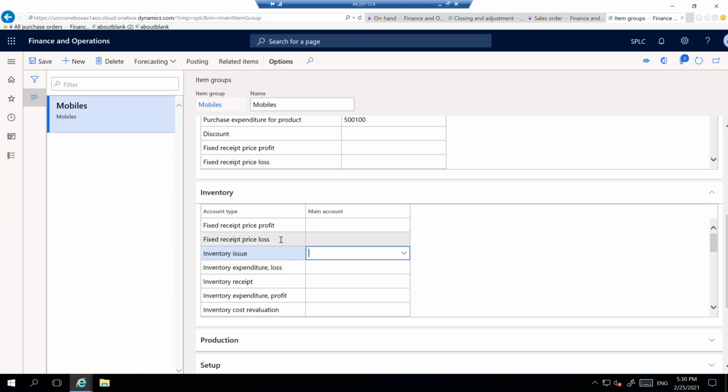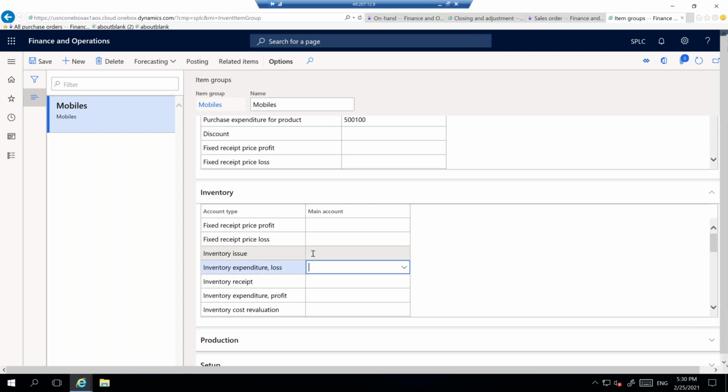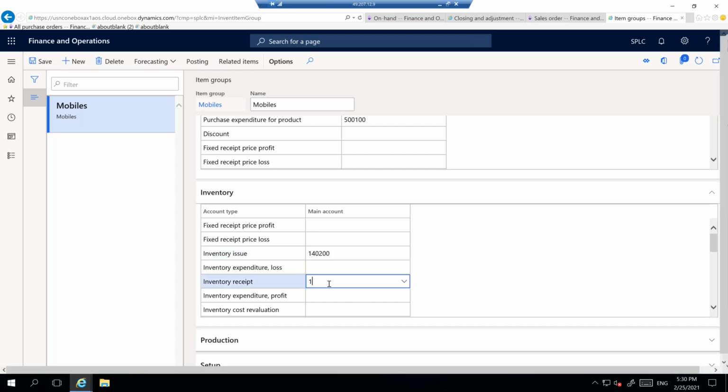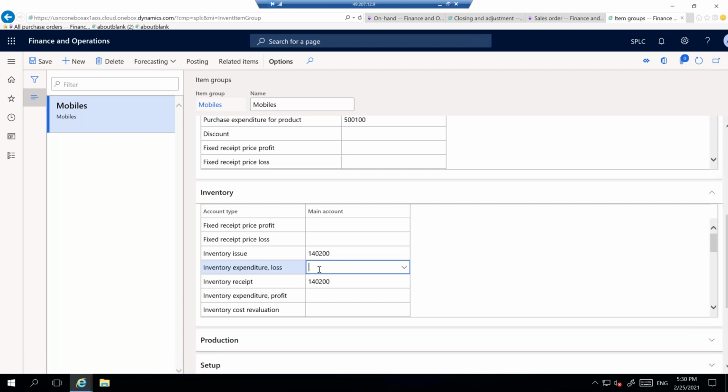In that case, you need to map the ledger accounts for whatever differences are posted. That should be one ledger account. So this is inventory value, inventory value in the finance. This is ledger accounts. And inventory expenditure loss, usually we will map here to cost accounts.